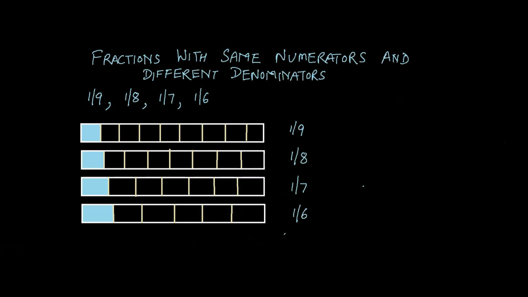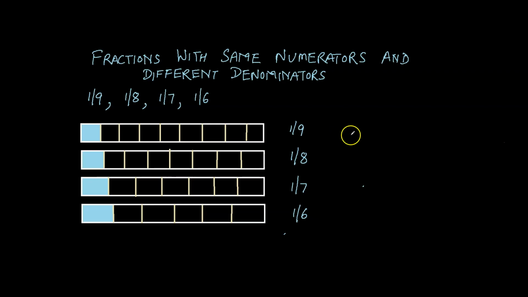Now let's check how we can compare or order fractions with the same numerators and different denominators. These models will help you understand it better. In the first model, as you can see, one part is shaded out of 9. In the second model, one part is shaded out of 8 parts. In the third model, one part is shaded out of 7. And in the last, one part is shaded out of 6 total parts. So we can clearly see the total parts are becoming lesser, so the fractions are getting greater.